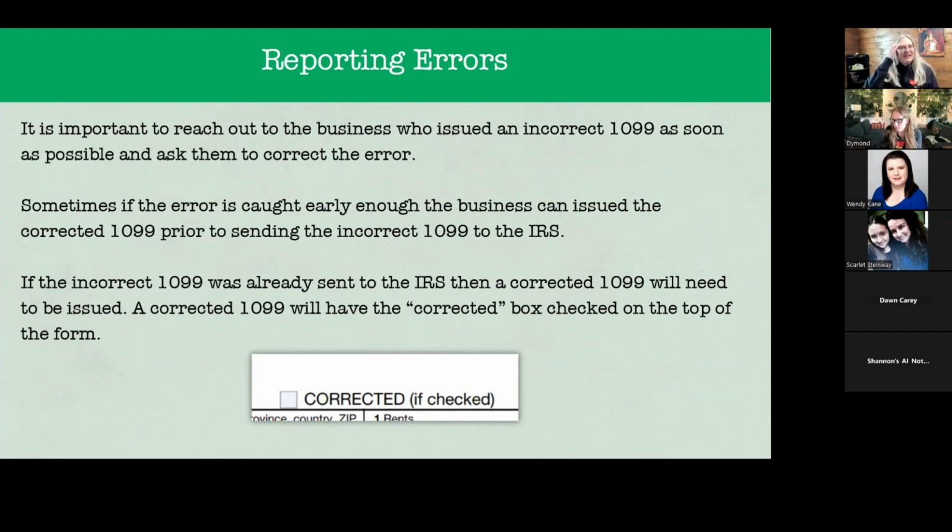Which seems really odd, especially for somebody like myself who's always, you've got previously reported and corrected information on all of the payroll returns, except for the 940. But to correct a 1099 that was already sent to the IRS, you click that corrected box at the top and just put the correct information on the return.